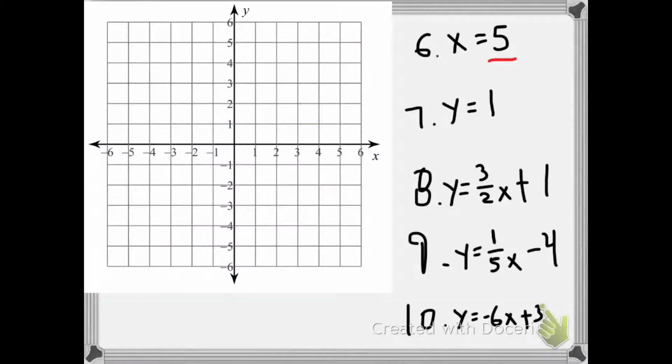So for number 8, our y-intercept is 1. So we're going to plot a point at 1. And then our slope is 3 over 2. So we go up 3. So 1, 2, 3. And then 2 to the right. So here's a point. Then go up 3 again. 1, 2, 3. And then 2 to the right. Right here.